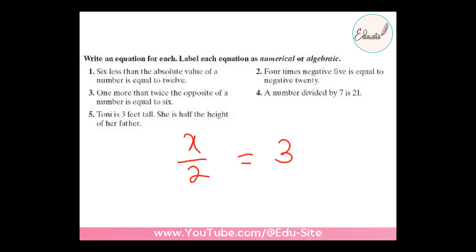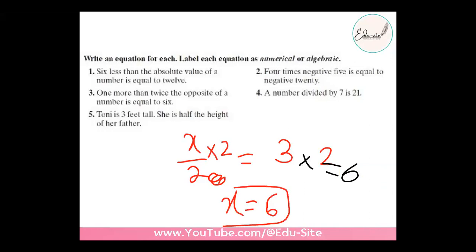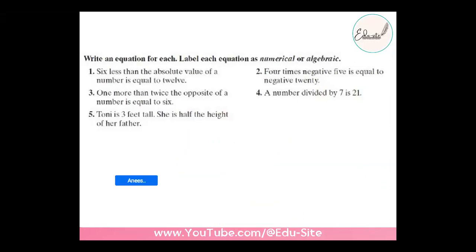Times 2 on both sides? Yes. Not in the denominator, you're going to perform it in the numerator. Numerator, denominator cancels out. And then 3 times 2 equals 6. So x is equal to 6. Understood? Okay, that's great, mashallah.